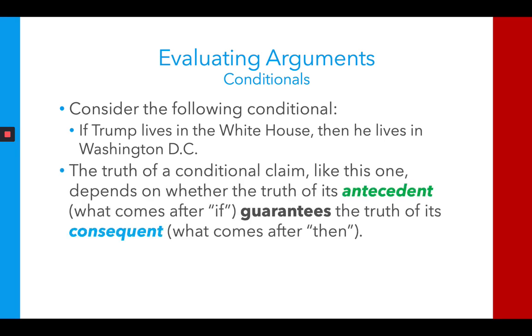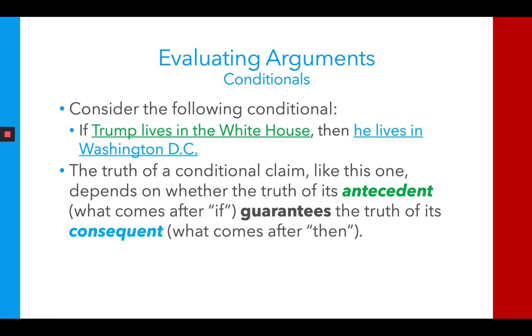The truth of a conditional claim like this one depends on whether the truth of the claim's antecedent, which is what comes after the if, that's going to be this thing here, Trump lives in the White House, and just look at it on its own. Does the truth of that claim guarantee the truth of the consequent, what comes after then, he lives in Washington, D.C.? Does Trump's living in the White House guarantee Trump's living in Washington, D.C.?